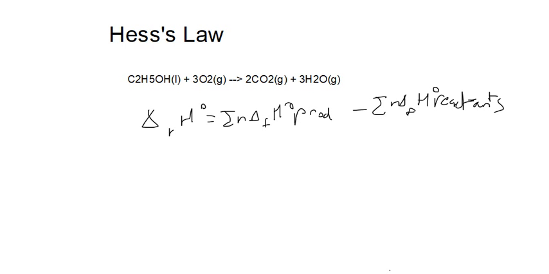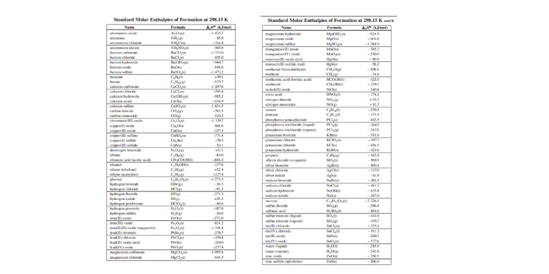So the sum of the formation enthalpies of the products minus the sum of the formation enthalpies of the reactants. The products are 2CO2 and 3H2O gas. We would go back to this table and look for those. CO2 is here: negative 393.5 kilojoules per mole. H2O gas is going to be down here.